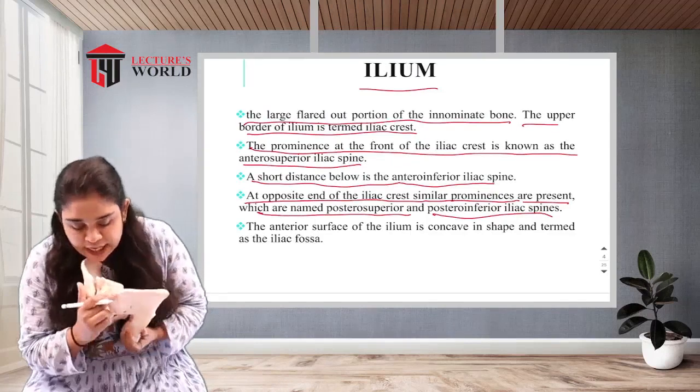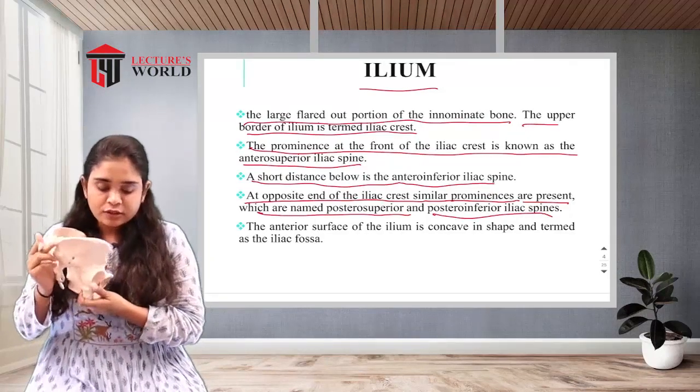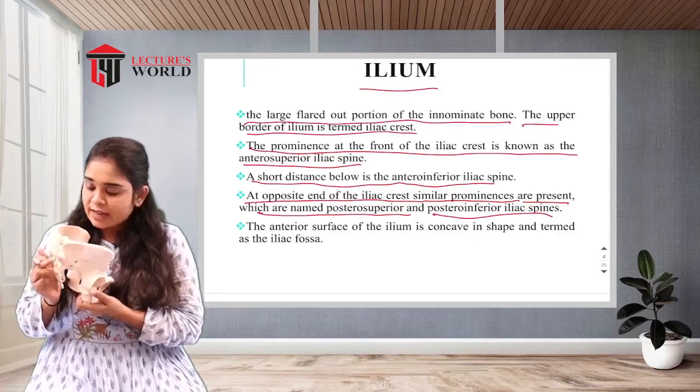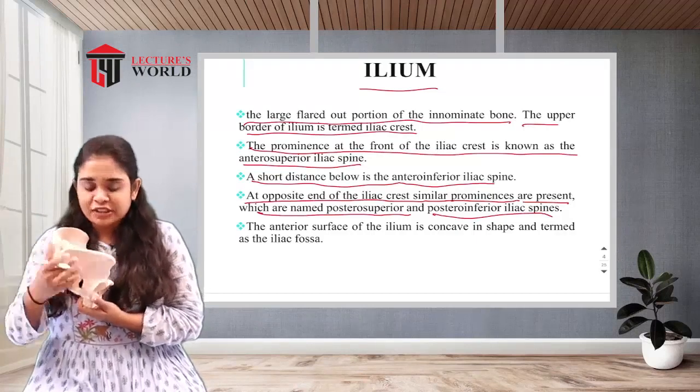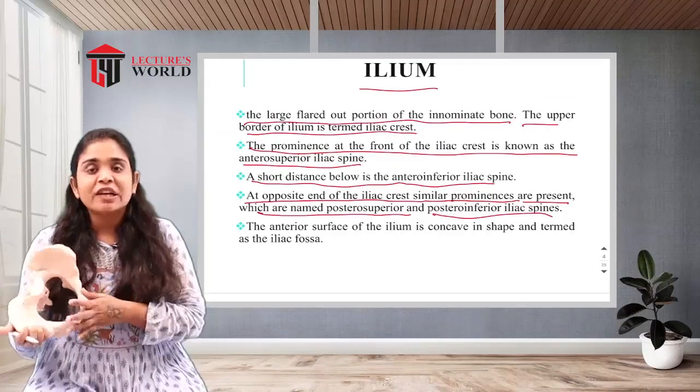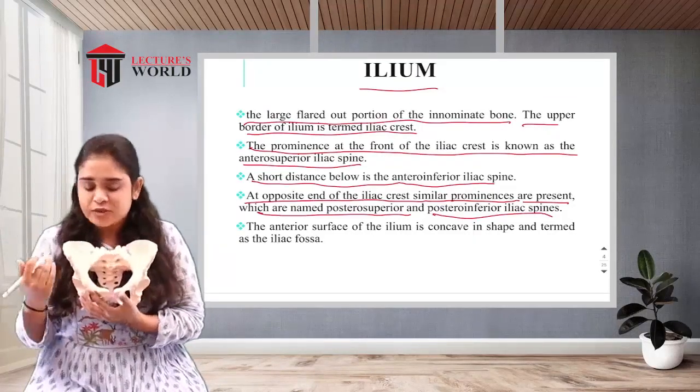So this is the posterior superior iliac spine, and this one is the posterior inferior iliac spine, superior and inferior, right? So we have talked about four iliac spines, anterior and posterior.